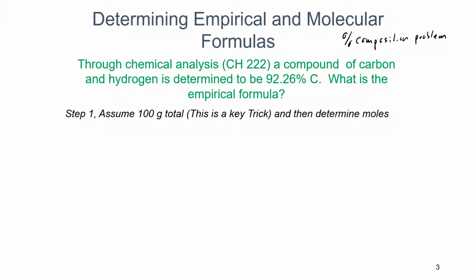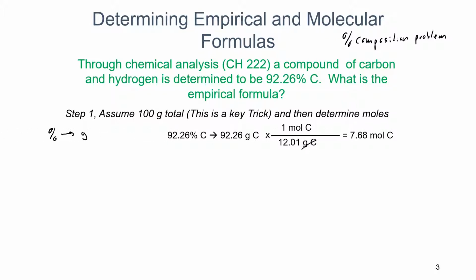So let's go on the next slide. So if we have instead 92.26, not percent by weight, but then we transfer that and call that grams. So this is a key step where we just assume the percent is not a percent number, but rather a gram number. And we have to assume 100 grams to do that. So then if we have 92.26 grams of carbon in a 100 gram total compound, we can then convert that to moles. And that gives us, grams of carbon cancel grams of carbon, leaving us with moles. So we have 7.68 moles of carbon.